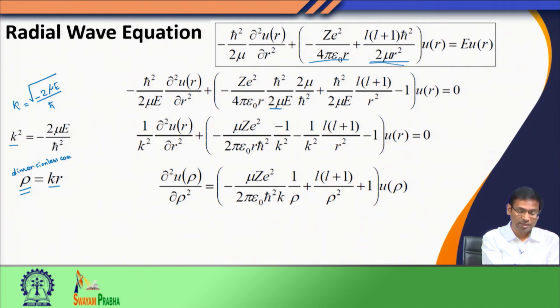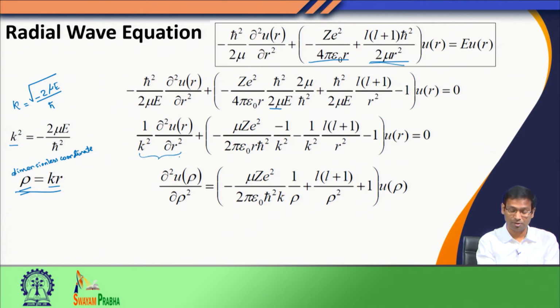We have already seen the advantage of using a dimensionless coordinate in the case of the harmonic oscillator problem. So, here also, in this hydrogen atom problem, we are defining this dimensionless coordinate rho, which is simply the multiplication of k into r, where k is given by this. Since rho is defined as k r, k square d r square is simply d rho square.